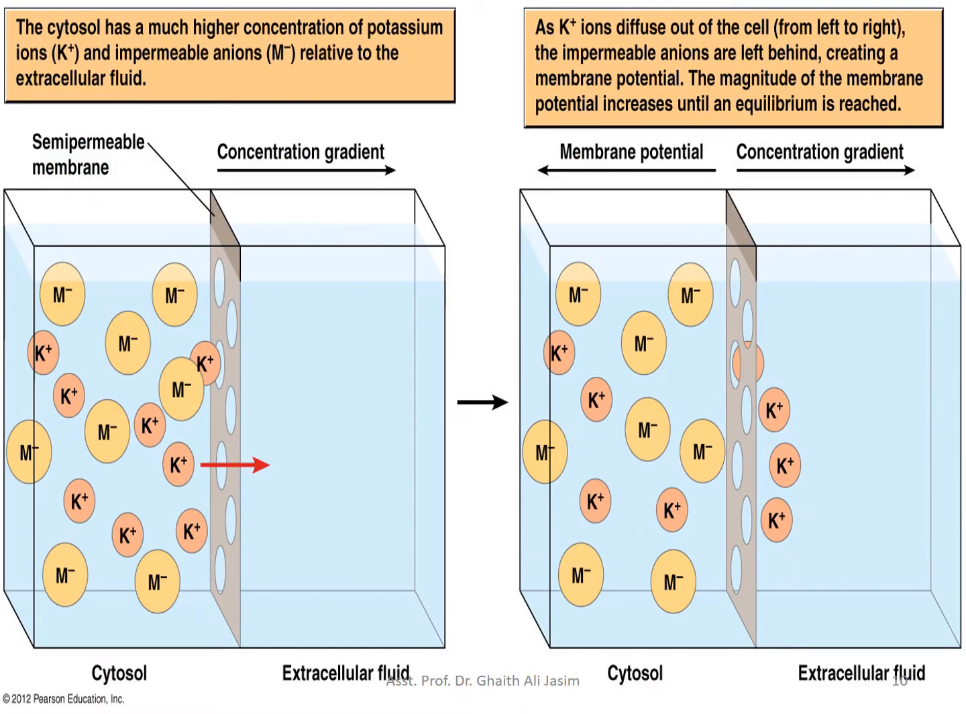We can see here in this illustration the movement of potassium ions through the semipermeable membrane from inside the cell, the cytosol, to the outside of the cell, the extracellular fluid, according to the concentration gradient. Here the symbol for the negatively charged proteins is the M negative. We can see that the negatively charged proteins have a relatively larger volume, which cannot cross the protein channels.